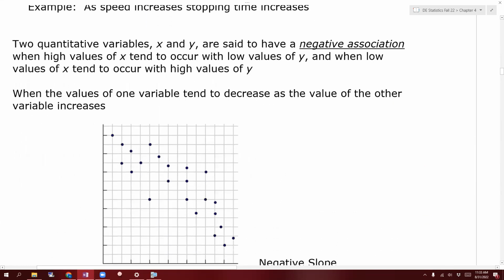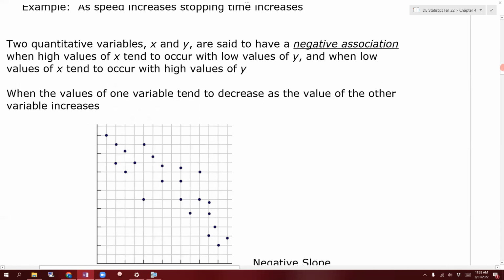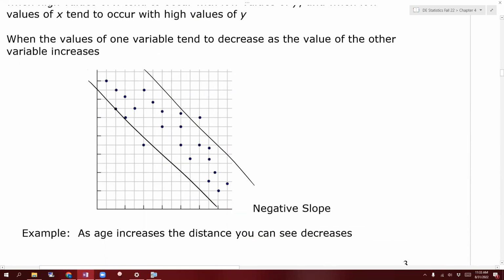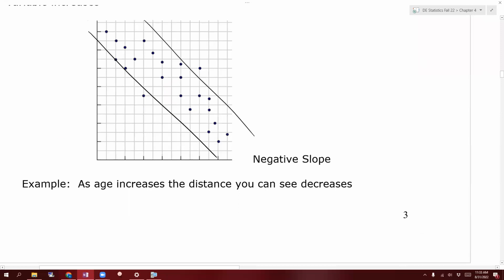Next, we have a negative association. And again, what that is implying is that if we were to draw our boundary guidelines, those would have a negative slope to them. An example of that is as your age increases, your vision decreases. So how far away you can see something gets shorter and shorter, meaning you have to get closer to things in order to see them as you get older. So that has a negative relationship.